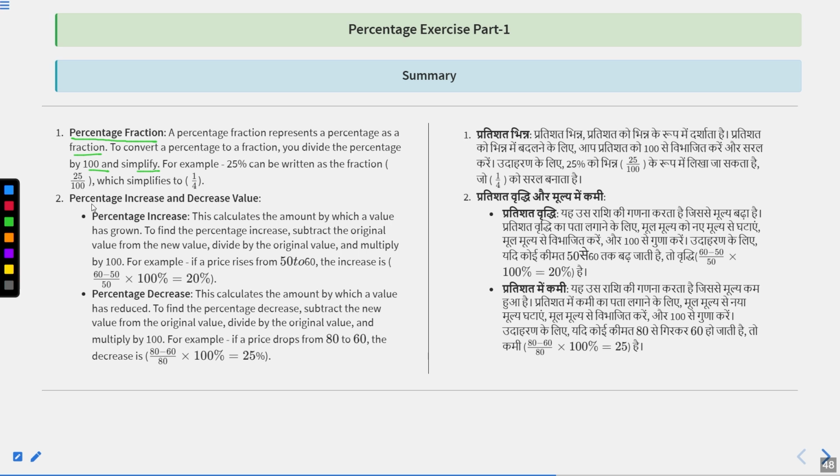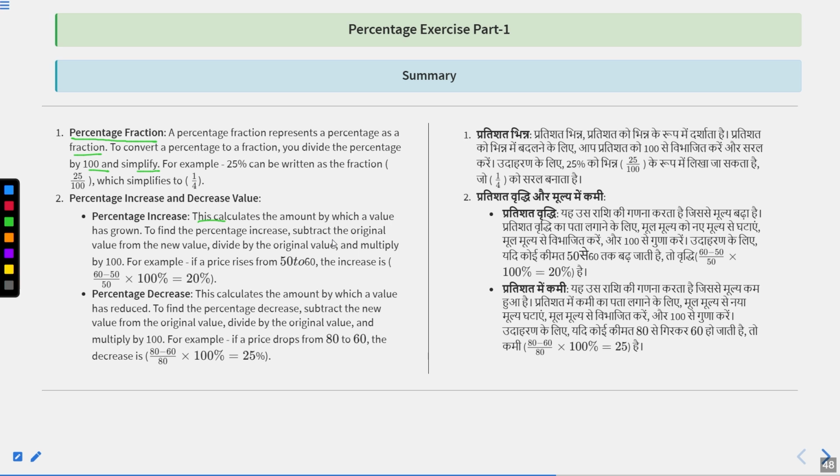Second part, percentage increase and decrease value. When we talk about percentage increase, this calculates the amount by which a value has grown. To find the percentage increase, subtract the original value from the new value, divide by the original value and multiply by 100. For example, if the price rises from 50 to 60, the increase is 60 minus 50 by 50 multiplied by 100, which is 20%.